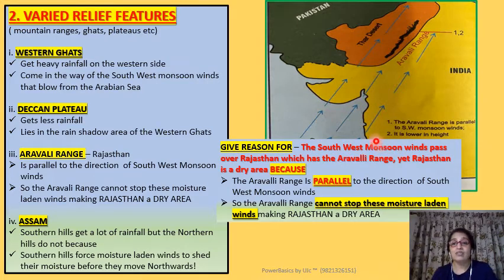Got that? So this range is parallel to the blowing winds, the moisture-laden winds, and therefore no rainfall.